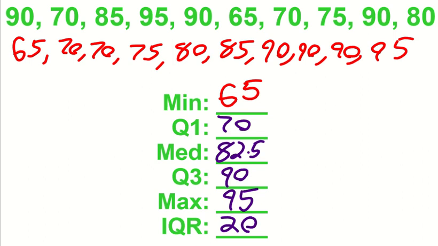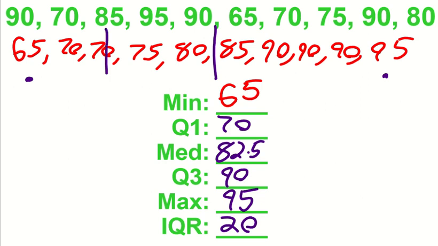Alright, so I got my data. Maximum, minimum are the easy ones. Once you put them in order, there's your minimum, there's your maximum. Median goes through the middle. I got 10 numbers. I should have 5 on either side. That's putting my median right here. To find that exact number, you add them up, divide by 2. That gives you 82.5.